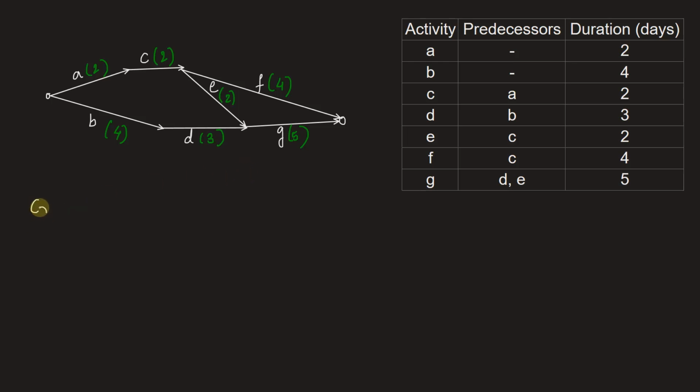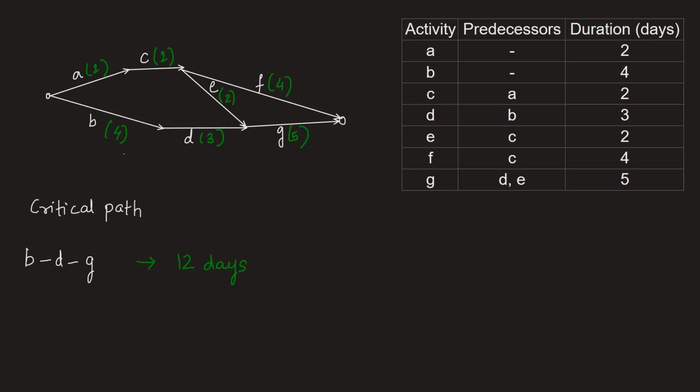So the critical path is the path having the longest duration. If we go with the path ACF, the duration will be 2 plus 2, 4 plus 4, 8. If we go with the path ACEG, it will be 2 3s are 6 plus 5, 11. And if we go with the path BDG, the duration will be 4 plus 3, 7 plus 5, 12. So clearly, the critical path is BDG and the critical duration is its duration, which is 12 days.